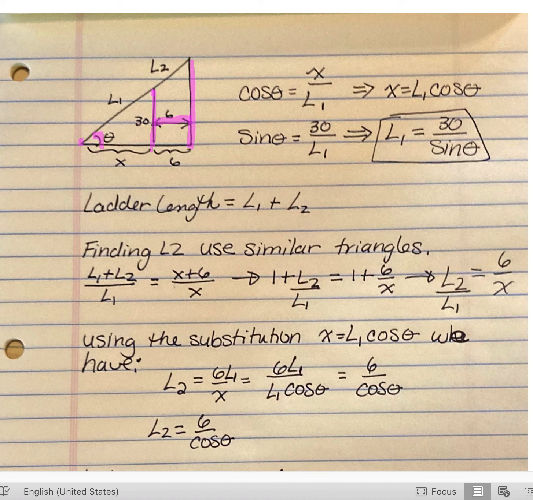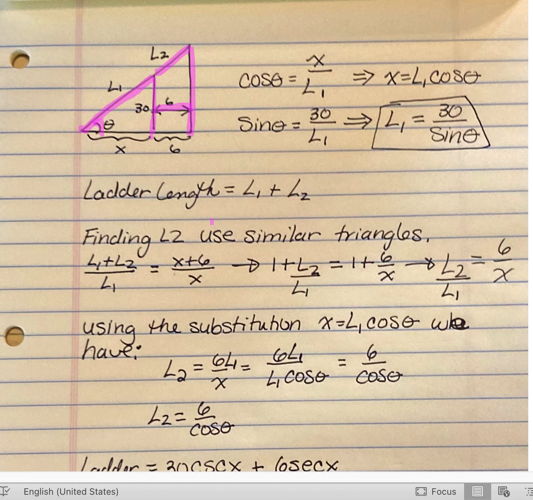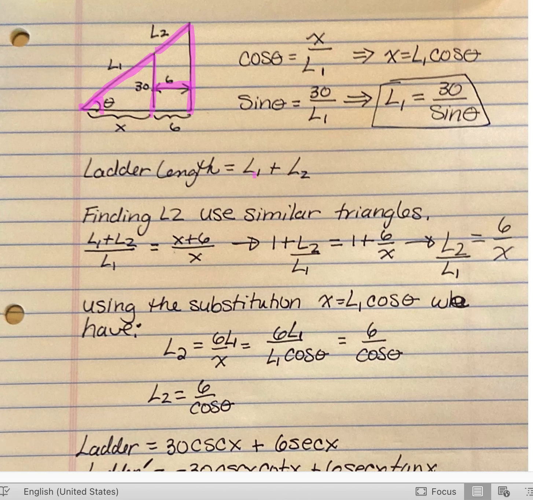So I split up the ladder into two pieces. This piece here, I'm labeling it as L1, and then this piece here is L2. So the total length of the ladder is going to be L1 plus L2. Now, using some general trig, I found that the cosine of theta, which is adjacent over hypotenuse, is x over L1. And then I solved this for x because I discovered later this is going to be useful for a substitution. So I solved this by doing some cross multiplication for x.